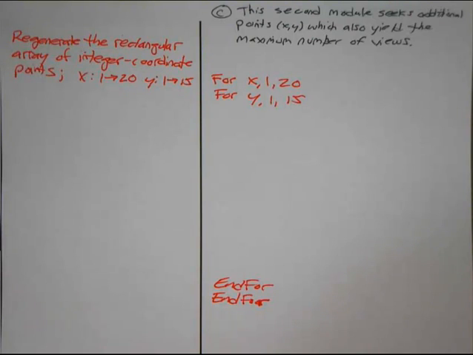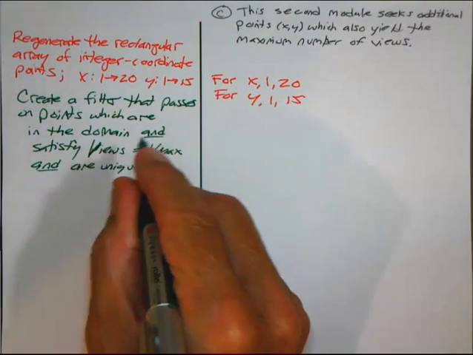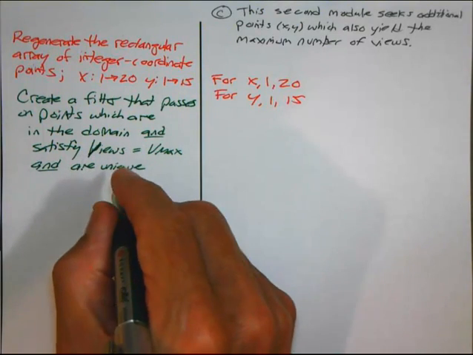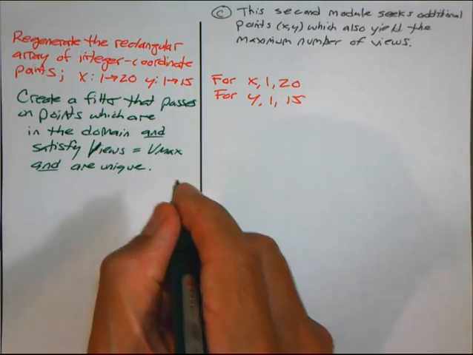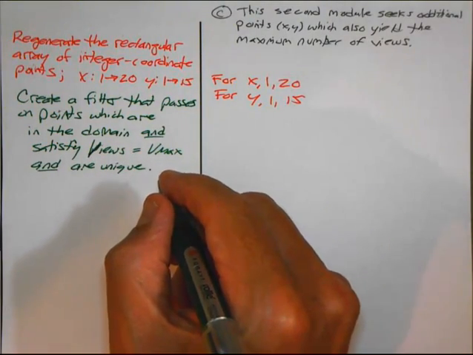Well, now we could create a filter which passes on points that are in the domain and satisfy the number of views equaling the maximum number, and they are unique. So writing that down: create a filter that passes on points which are in the domain and satisfy the number of views equaling the maximum number of views, and they're unique. So we don't want to have the same point that we already know about from our first module. They should be new, unique.